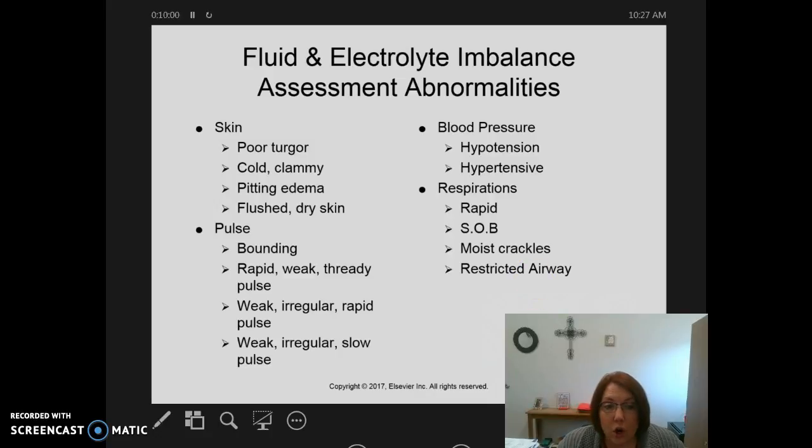Is their skin cold and clammy? Sometimes with perfusion, if we don't have enough fluid, we're going to have reduced perfusion, so we may have cold, clammy skin. We could have pitting edema, or if they're very dehydrated, they could have flushed and dry skin.